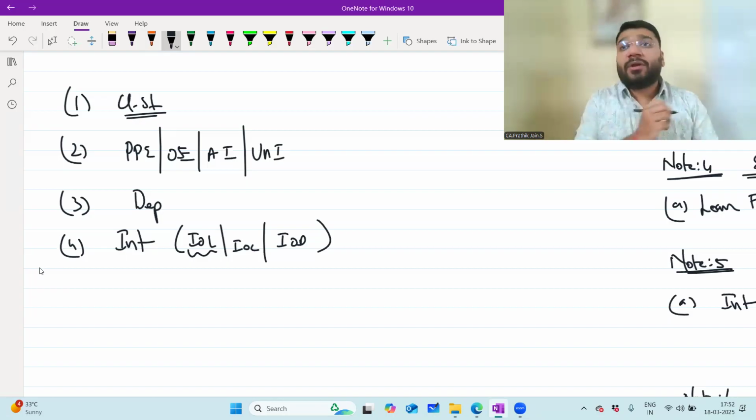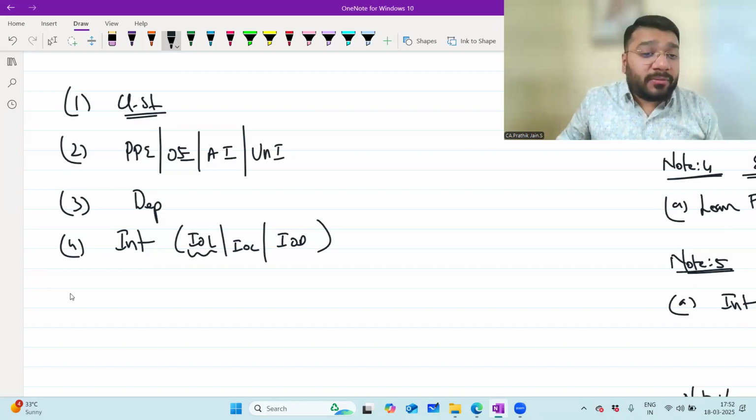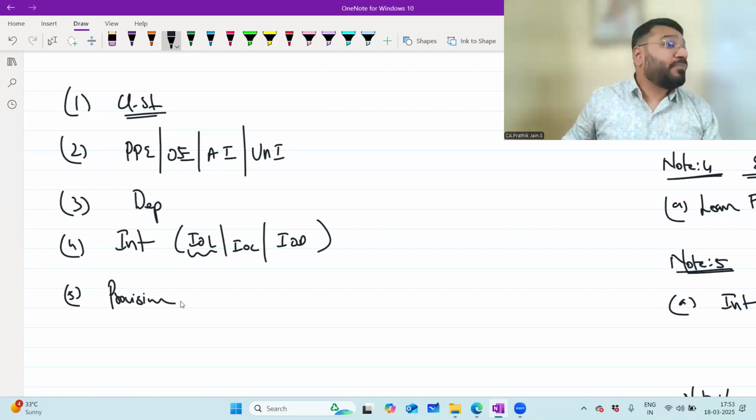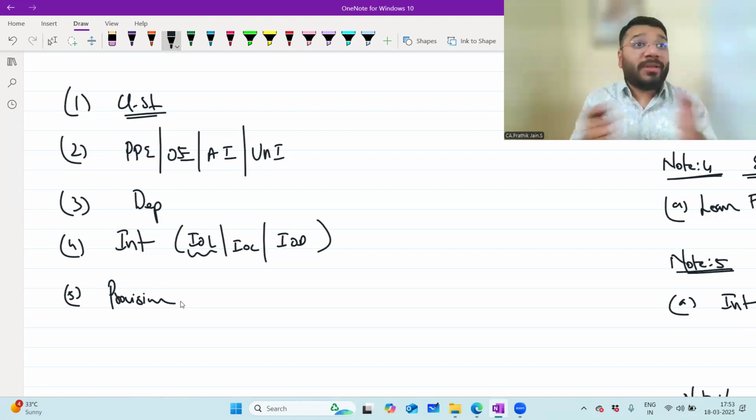What other adjustments can you think of? Sir, the adjustment provision entries: provision for doubtful debt, provision for discount, all the provision entries, provision for tax. So all these have to be done, no?